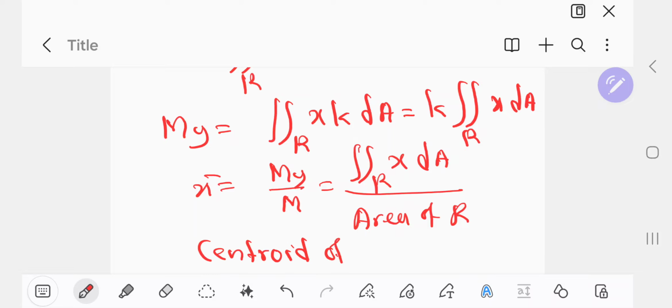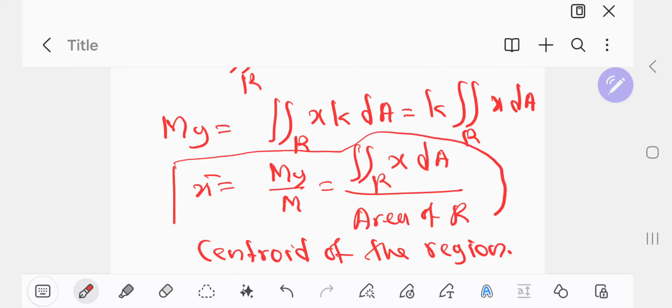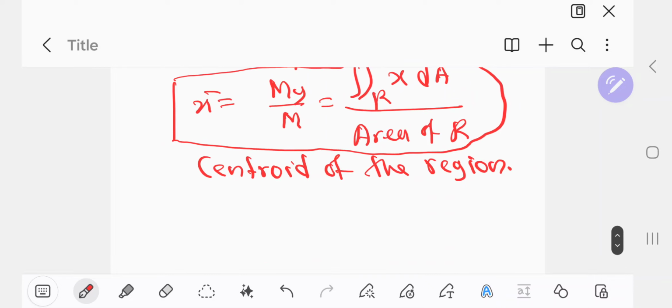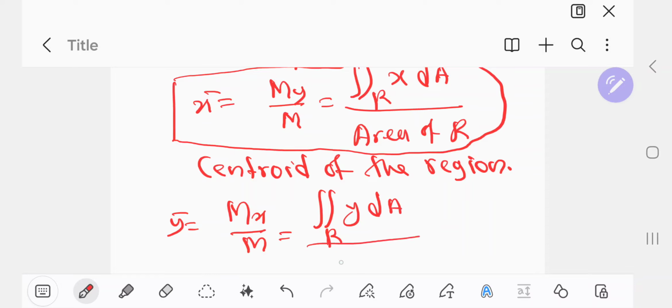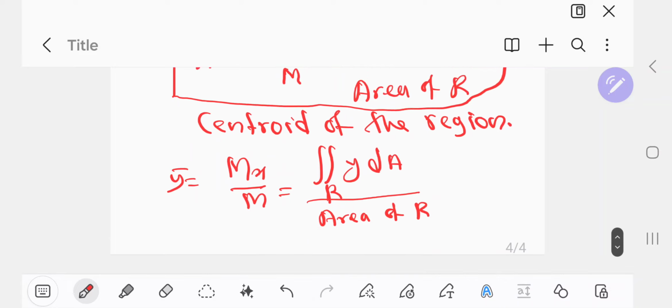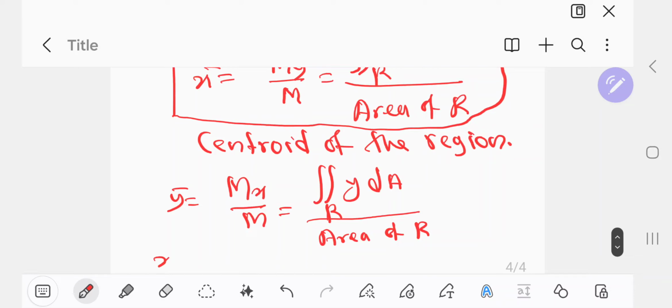Centroid of the region R. So it is the same formula as the center of gravity, where x bar and y bar are found, and similarly you can find y bar as well. Okay, x bar is this one, then y bar will be Mx by m, equal to the double integral over R of y dA divided by the area of R. This x bar, y bar is called the centroid.